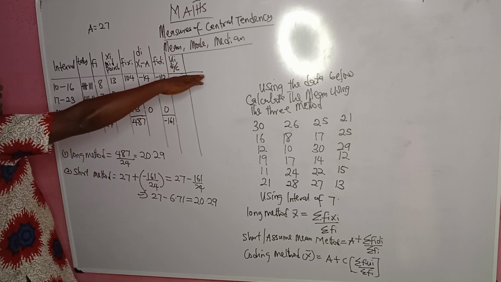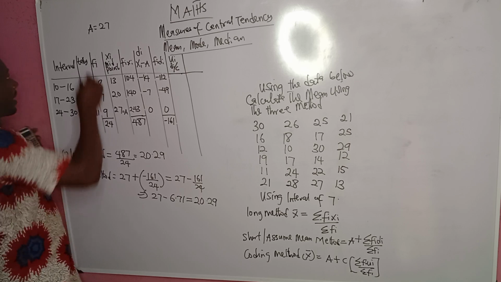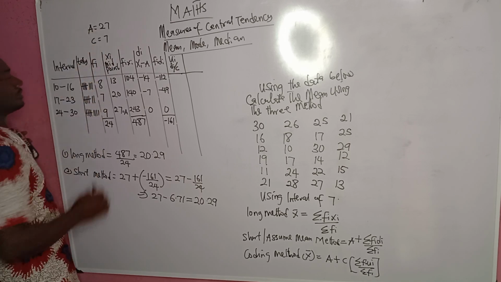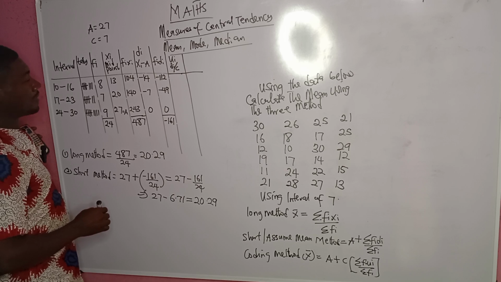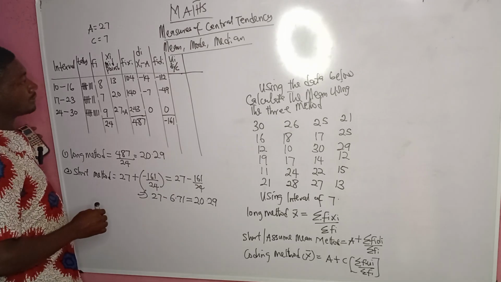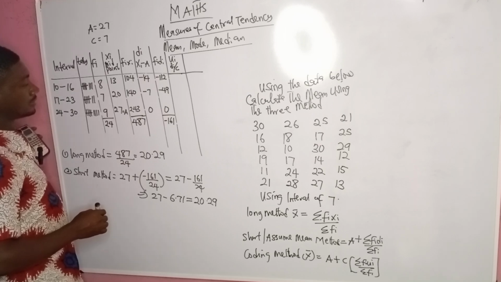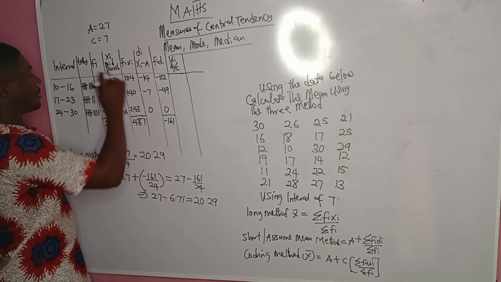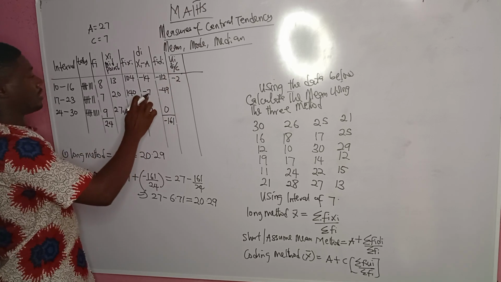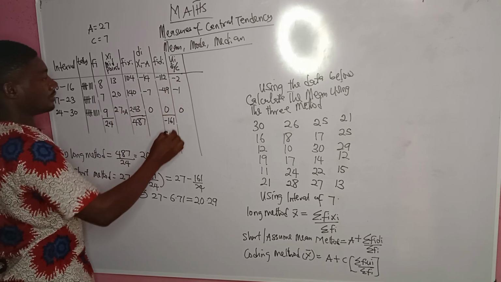Now what is our Di in the first row? Minus 14. Divided, our C is 7. Minus 14 divided by 7, that is minus 2. Minus 7 divided by 7, that is minus 1. 0 by 7 is 0.